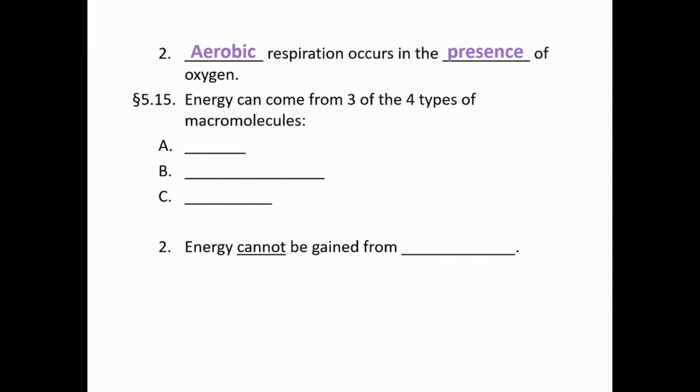And we can get energy from 3 of the 4 types of macromolecules. We can use lipids and break them down. We can use carbohydrates and break those down, or we can use proteins. However, we really don't get much from nucleic acids. We can use these on some occasions, but primarily our macros are going to be the lipids, the carbohydrates, and the proteins. And we can use these to power aerobic respiration.